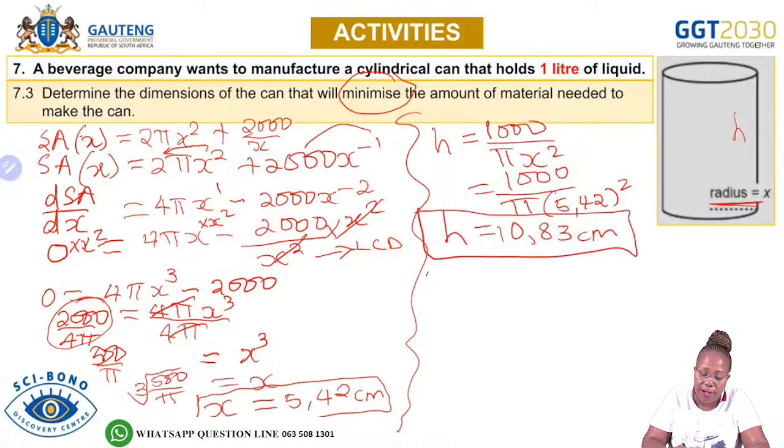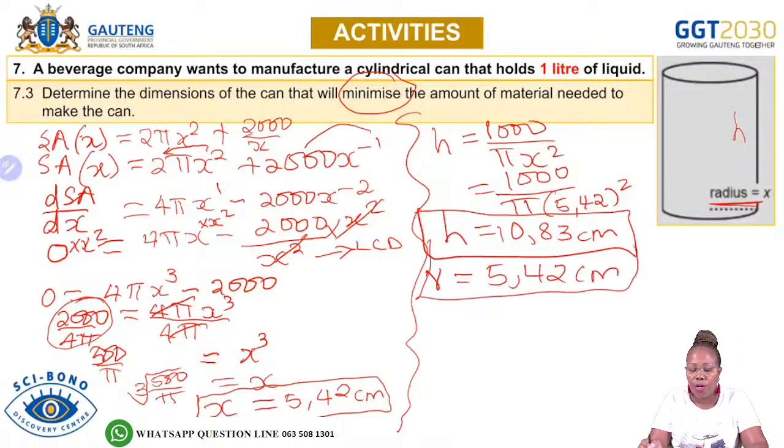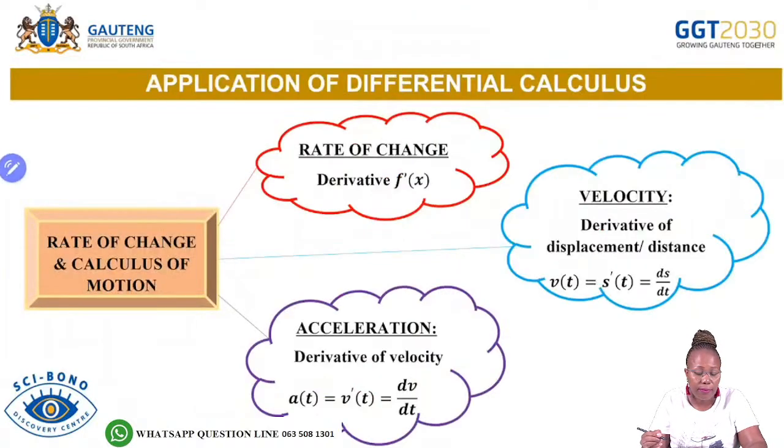So this is the height of the container, that is the first dimension. And then the radius of the container, which is the x, will be 5,42. Those are the two dimensions of that particular container. And then now we move to the second part of the application of differential calculus.